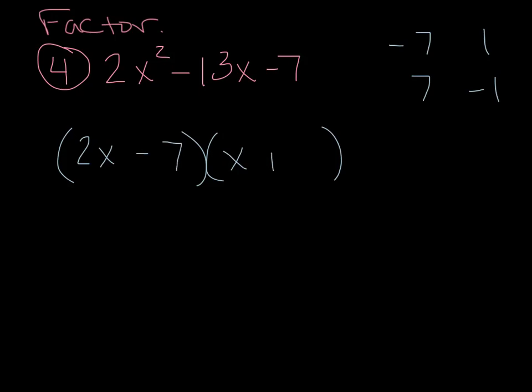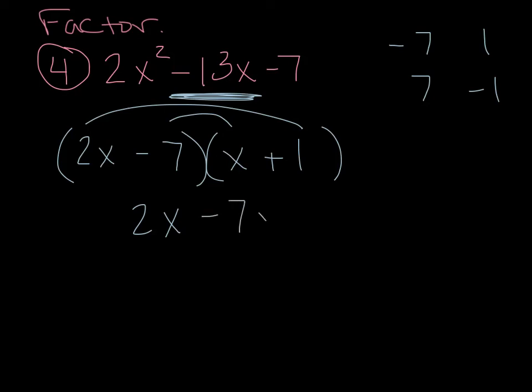So we've got negative 7, positive 1. Remember, they need to add up to negative 13x. So 2 times 1 is 2x. Remember, you do the outsides and the insides. Negative 7 times x is negative 7x. 2 and negative 7 give me negative 5, so that doesn't work.